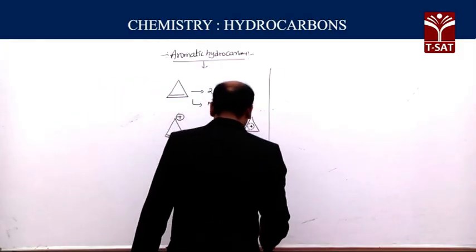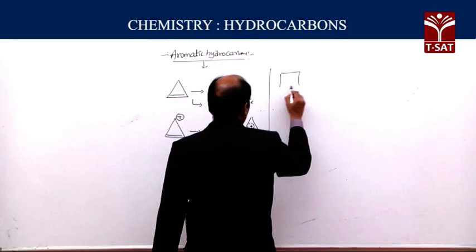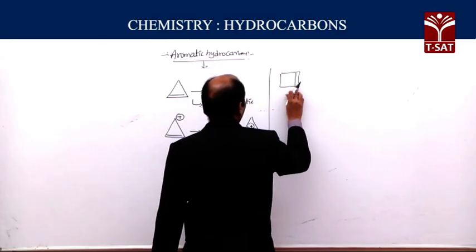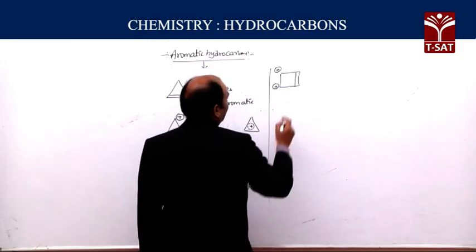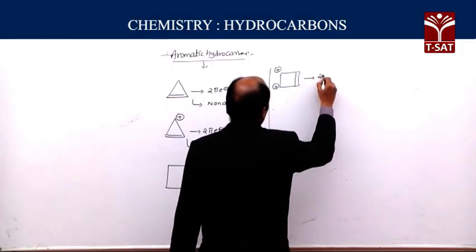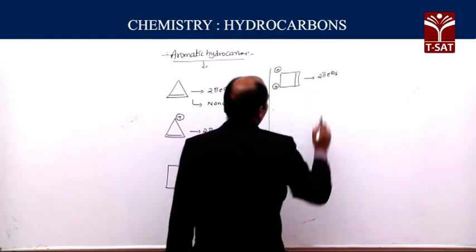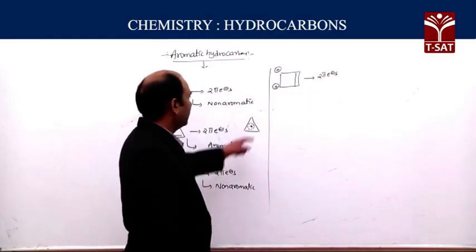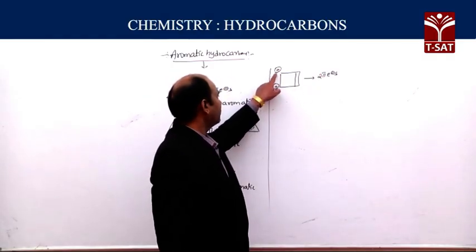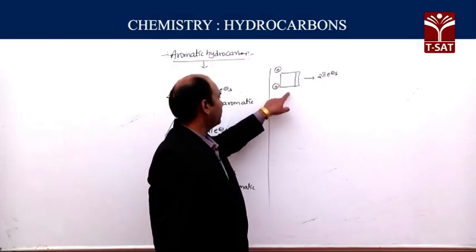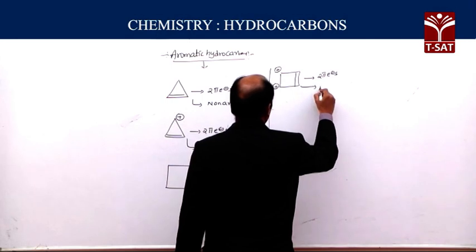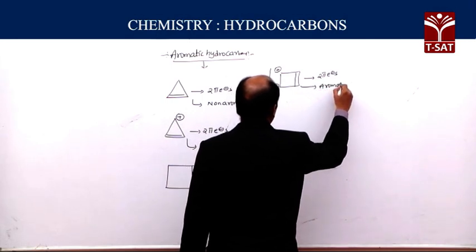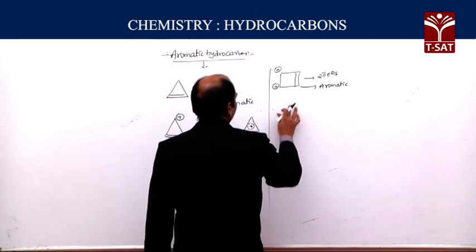Next, if we take the butadienyl cation, how many pi electrons? This has 2 pi electrons. Double bond, single bond, positive charge, single bond, double bond. That means a conjugated system is present, therefore this is an aromatic compound.